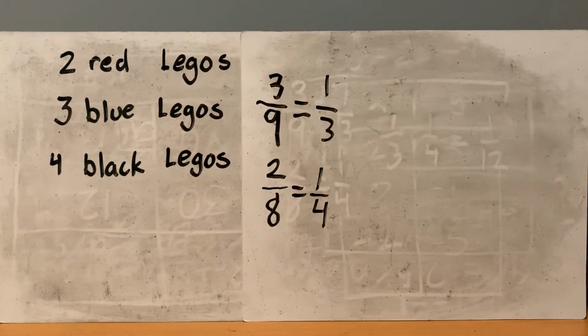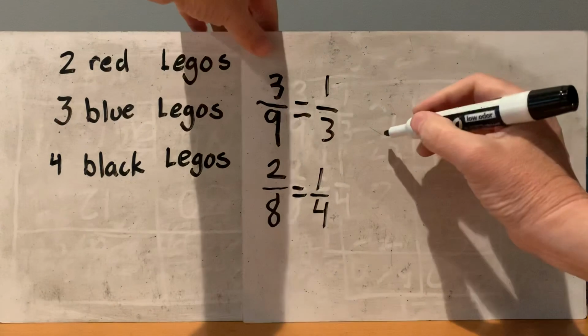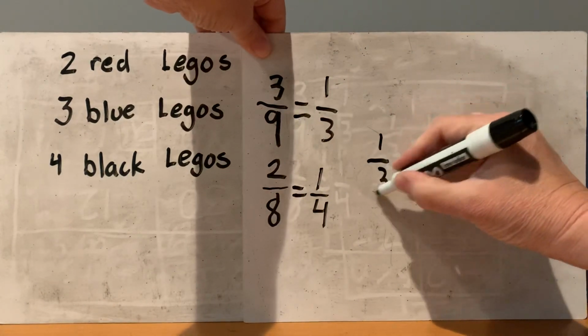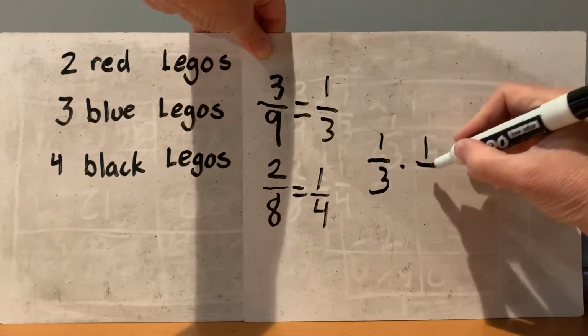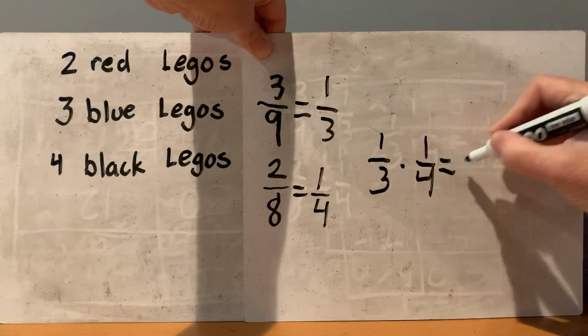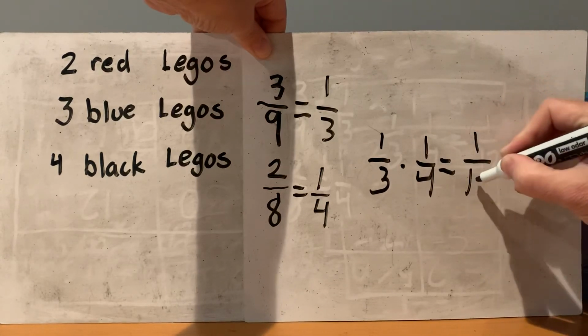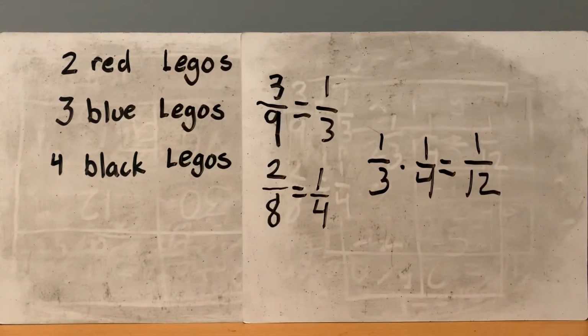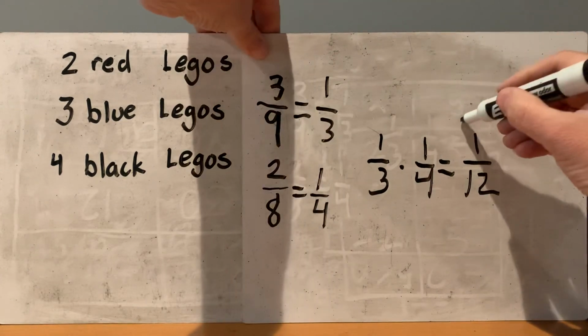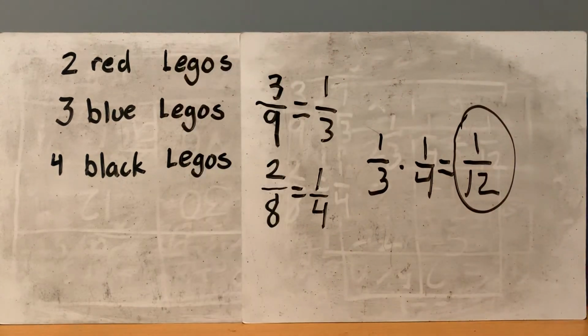Now we want to know the total probability. We want to know the probability of the 2 draws. So we multiply those. We multiply 1/3 by 1/4, and we get 1/12. So we see that the probability of drawing 2 blue Legos out of the bag is 1/12.